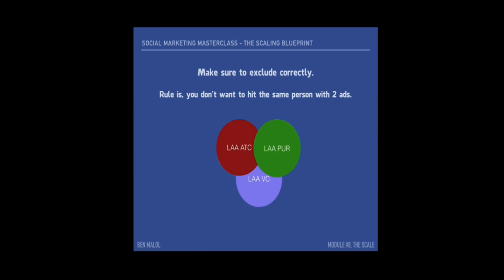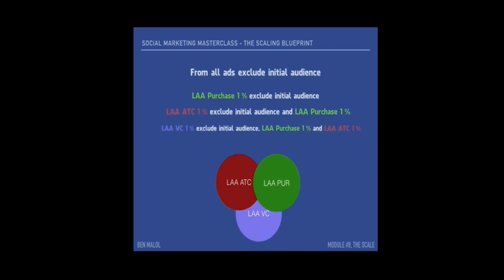Now it's really important that you exclude correctly, because all these lookalike audiences have very similar people. Don't forget that. They're built out of similar data, which means that some of the people in these audiences overlap each other. The rule is that you don't want to hit the same person with two ads. How do we do that? This is basically the equation that you use when you target these ads.